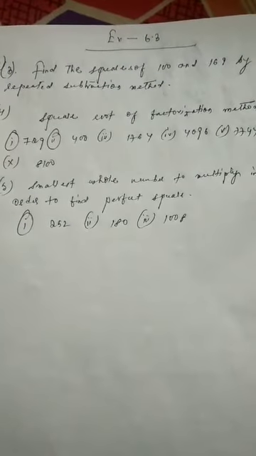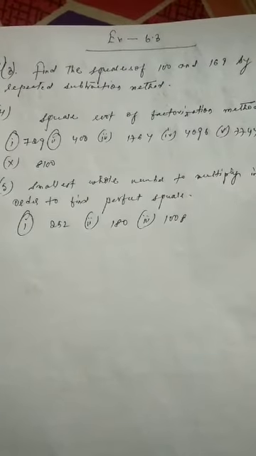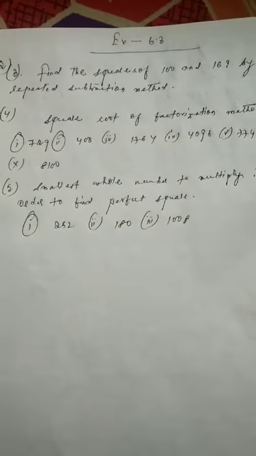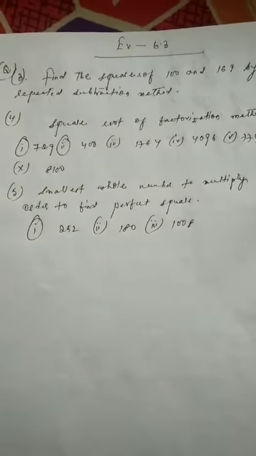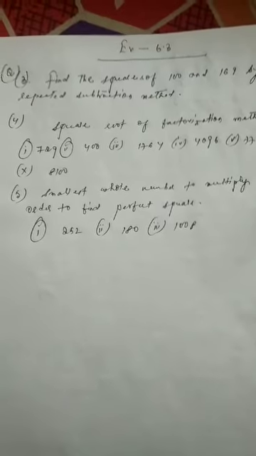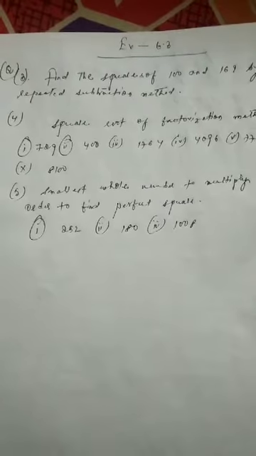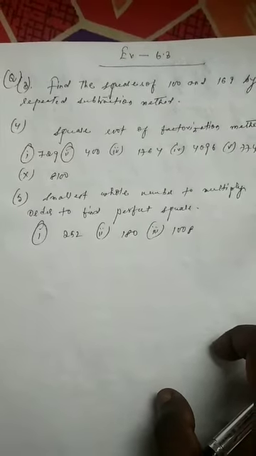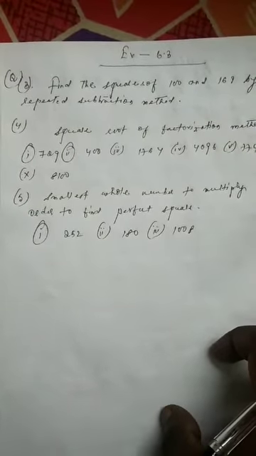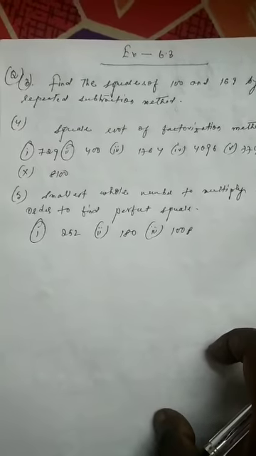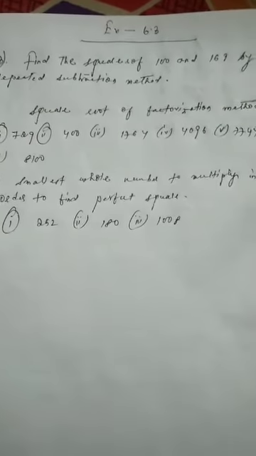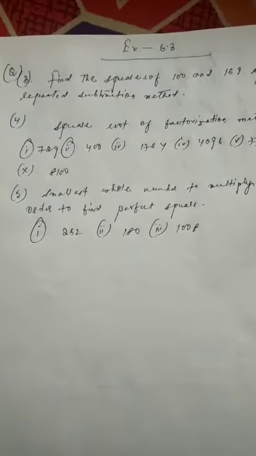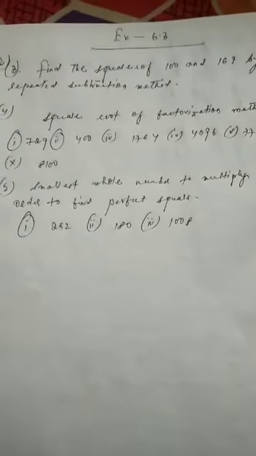In the previous video, we had a discussion on Pythagorean triplets, how to find the numbers. If we are given one particular number, from there we have to find two other numbers which are in relations called Pythagorean triplets. Children, from exercise 6.3, there is question number 3, that is, find the squares of 100 and 169 by repeated subtraction method.